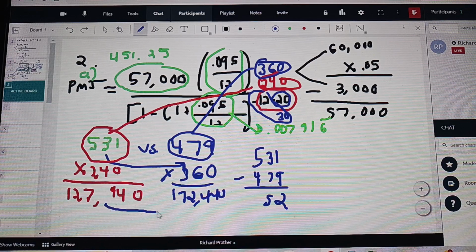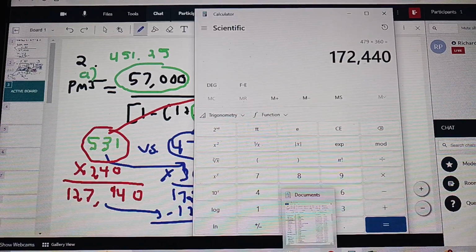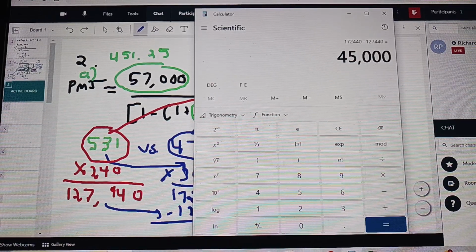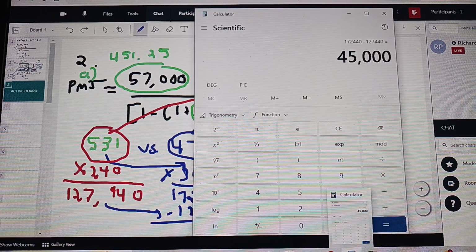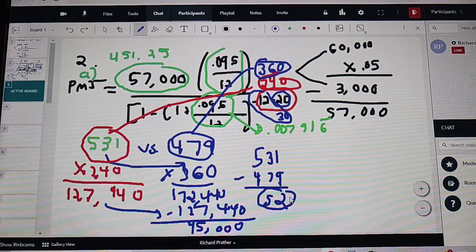So now subtract this, and this is how much more you're paying in interest to go with the smaller monthly payments. So if I do 172,440 minus 127,440, that's $45,000 that you could have extra. So this is the question you'd have to ask yourself. Is it worth it to pay $52 more per month to save $45,000 in the next 20 years?